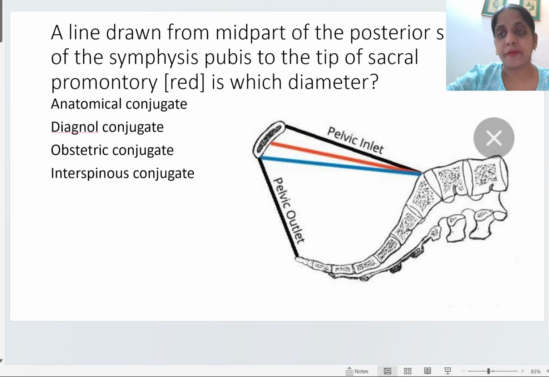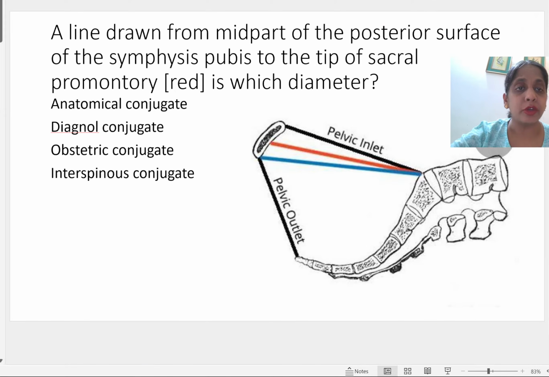This is a question from FMG December 2020. Let's see what it is. A line drawn from the mid part of the posterior surface of the symphysis pubis to the tip of the sacral promontory. So we have to draw the line from the posterior surface of the symphysis pubis to the tip of the sacral promontory.